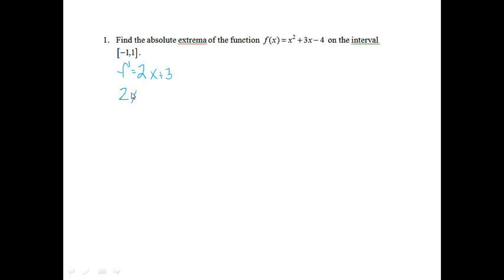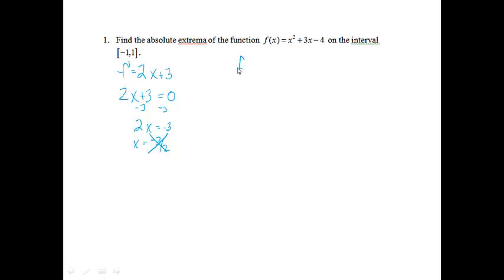To find a critical number, we will set the derivative equal to 0. Subtract 3, I'll get 2x equals -3. And then from here, if I divide by 2, I'll get x equals -3/2. I do want to check -3/2, if you'll notice, is not in the interval. It's actually over to the left side. So we actually do not get to use that in our testing.